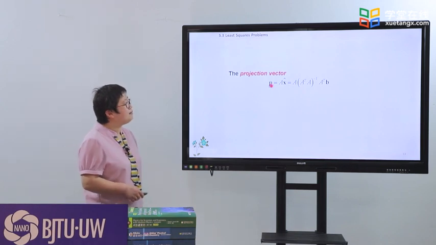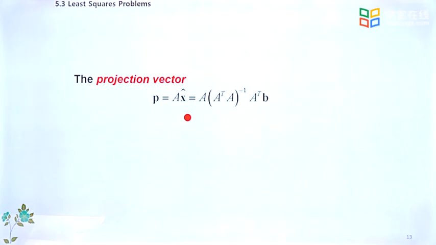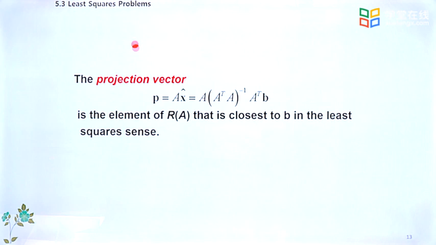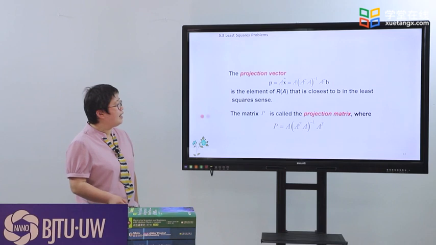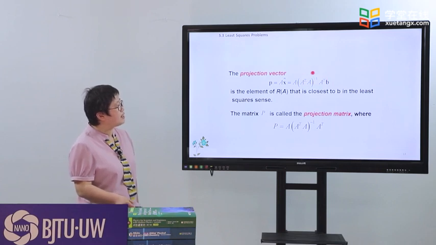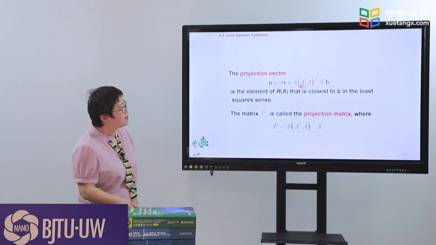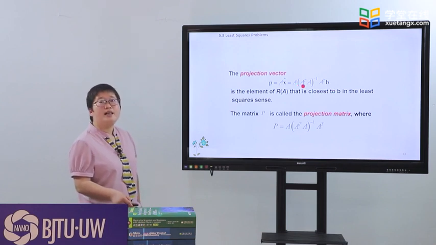The vector P is called the projection vector, which equals A times x hat, equals A times the inverse of A transpose A times A transpose B. This is the element of the range of A that is closest to the vector B in the least squares sense. The matrix P, where P equals A times the inverse of A transpose A times A transpose, we just denote as the projection matrix.